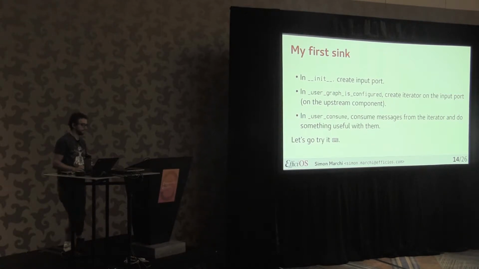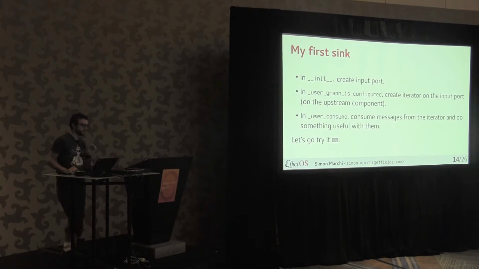Then there is a callback called graph is configured. Init is called basically when you add the component to the graph. So if it's the first component, I add it to the graph, init gets called. But the upstream components might not exist yet, so that's why we cannot really connect anything there. Graph is configured is called once the user has connected all the ports together and the graph is ready to start executing. So that's the opportunity your sink has to create some iterators on the upstream component. That's where you would do it.